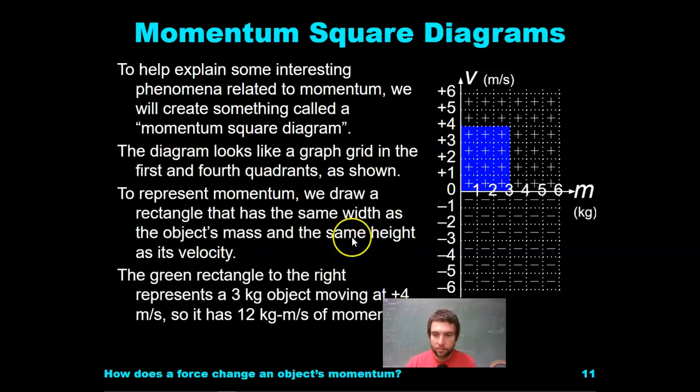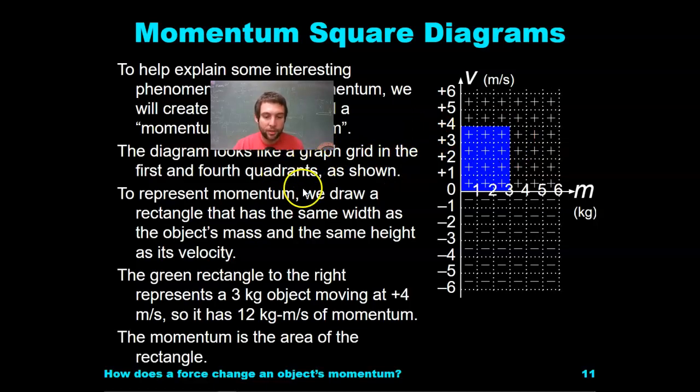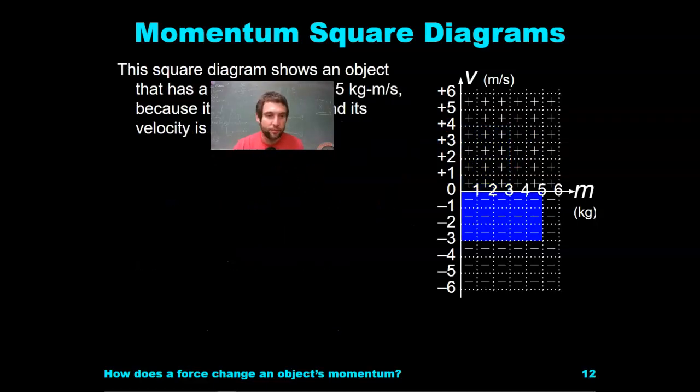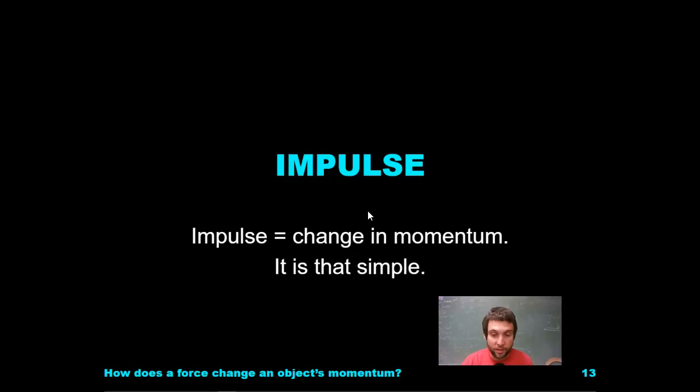Instead, it's this much mass and this much velocity, and then you shade it in. The blue rectangle to the right represents a 3 kilogram object moving at 4 meters per second. So it has 12 kilogram meters per second of momentum. The momentum is the area of the rectangle. This square diagram shows an object that has a momentum of negative 15 kilogram meters per second. Its mass is 5, and it's moving with negative 3 velocity, 3 meters per second backwards.